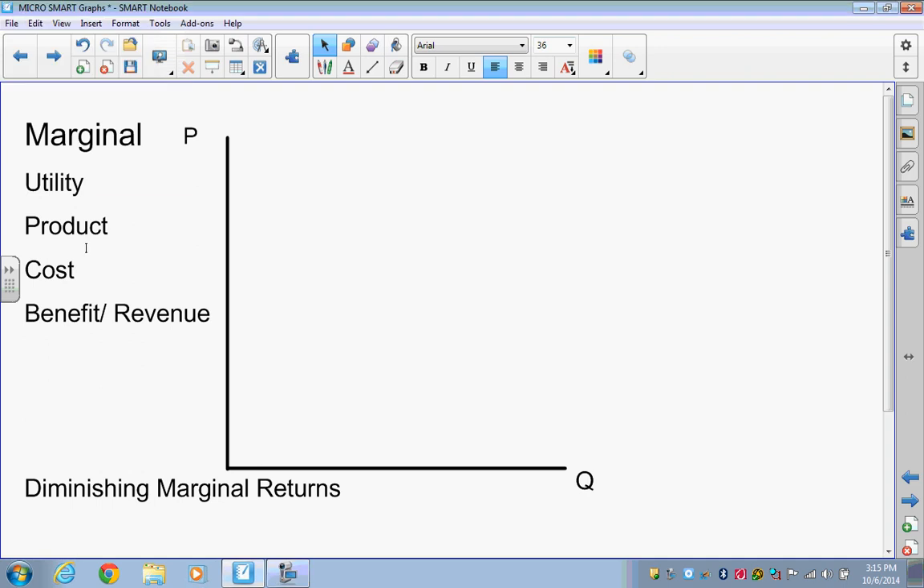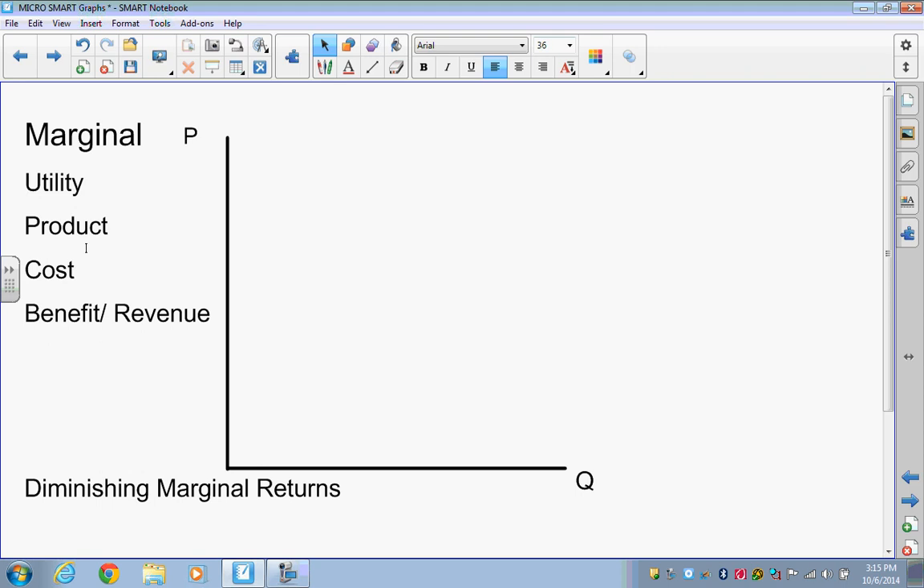So this is going to be on marginal thinking and marginal analysis, and our marginal utility and product and cost and our benefit and revenue. So first thing, when you think of marginal, think what word? Additional. So let's go through this.